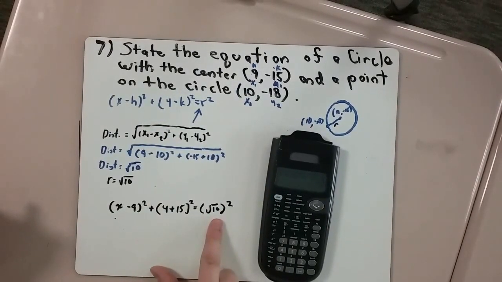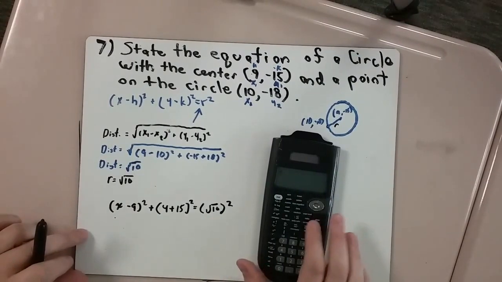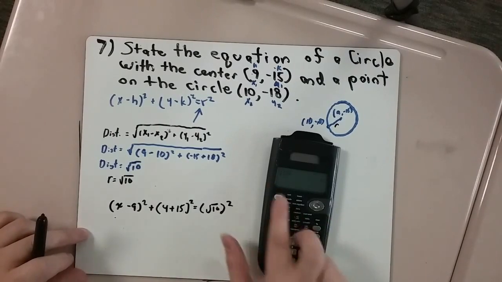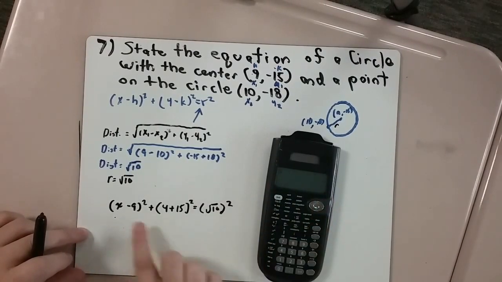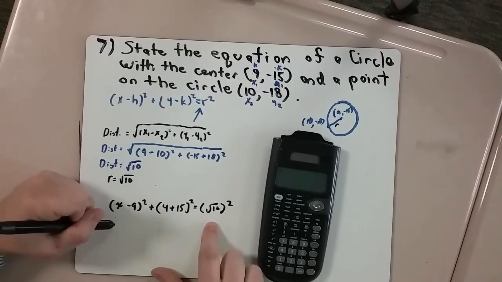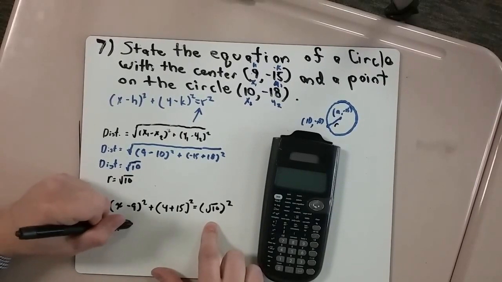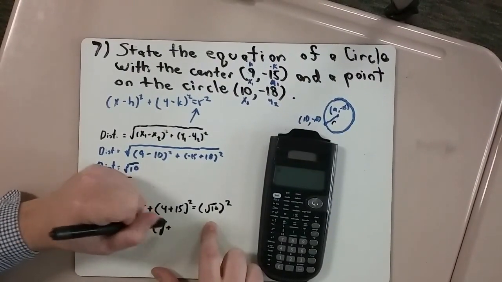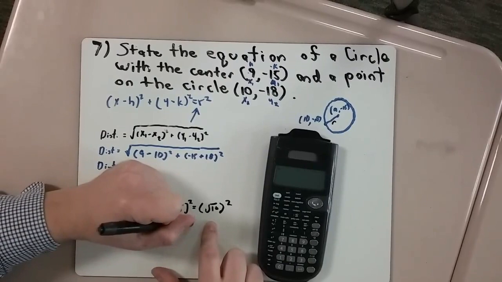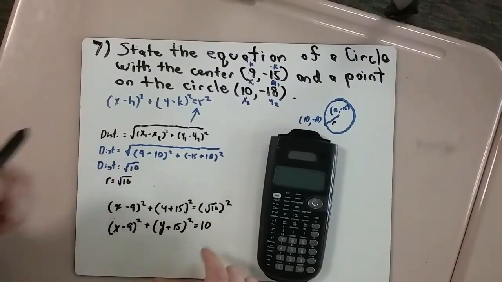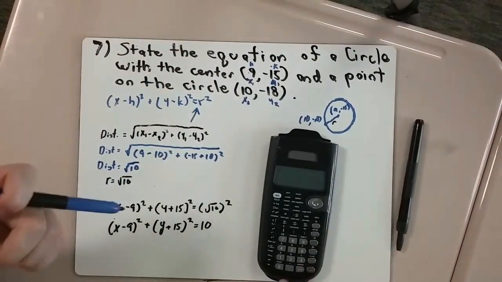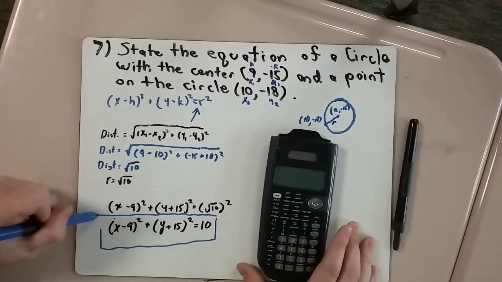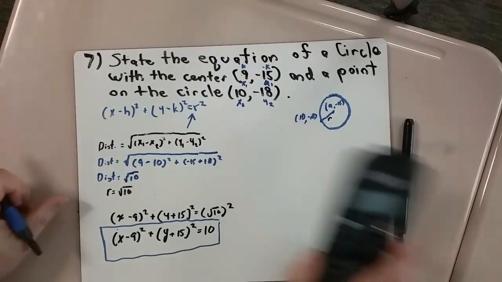Now notice the way I wrote the parentheses around the whole thing. I don't know if you guys will be able to see this on the calculator, but if I square this, I might not necessarily get the answer. So I'm going to square the whole thing. So now I'm going to have x minus 9 squared plus y plus 15 squared equals 10. And that is the answer to that. That is the equation for this circle. All right, let's take a look at the next one.